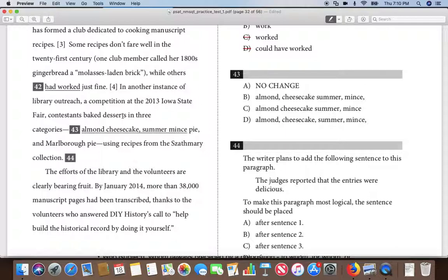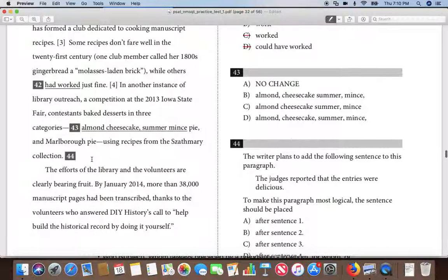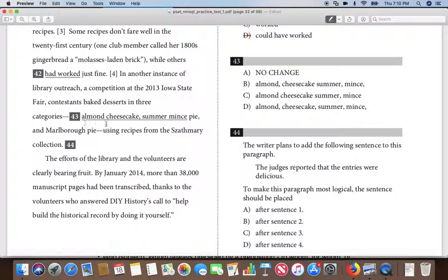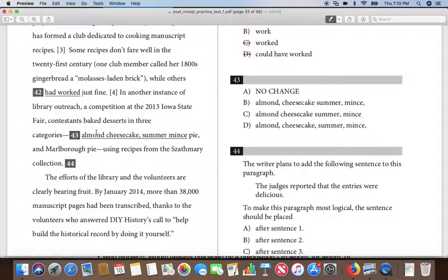Okay. Why don't you read them? Read all the answer choices. Read the part inside the em dashes, the double em dash. By the way, nice use of the double em dash there. We've got a list, three categories, right? So read the part in between the em dashes, and if there's a comma there, take a pause. Should I read A? Start with A. We're going to go through all of them. "Almond cheesecake, summer mince pie, and Marlboro pie." Okay, that sounds good.